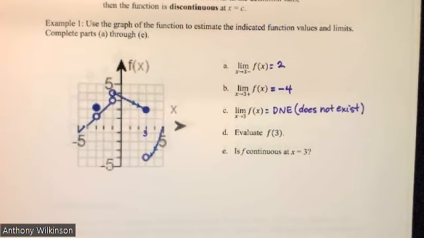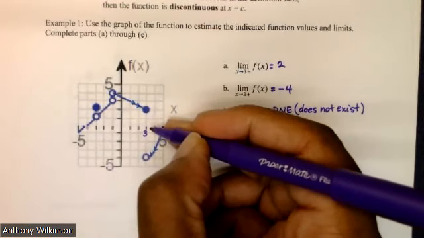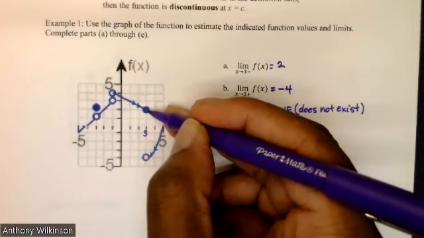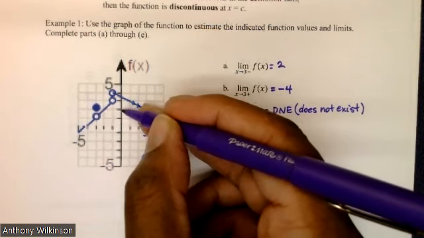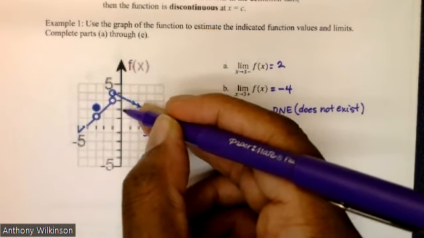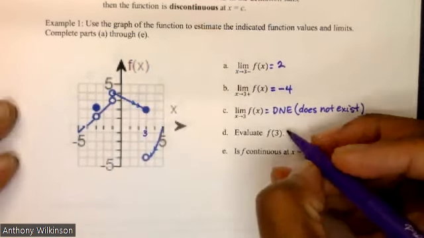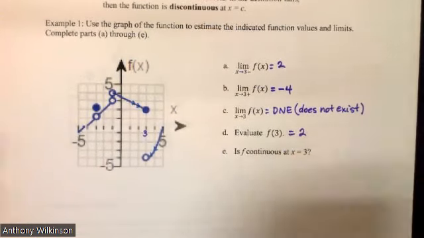Now part D, evaluate f of 3. So we want to find out what the value of the function is when x is equal to 3. In this case, we do have a point here, and the y value that corresponds to x equaling 3 would be 2. So f of 3 equals 2.